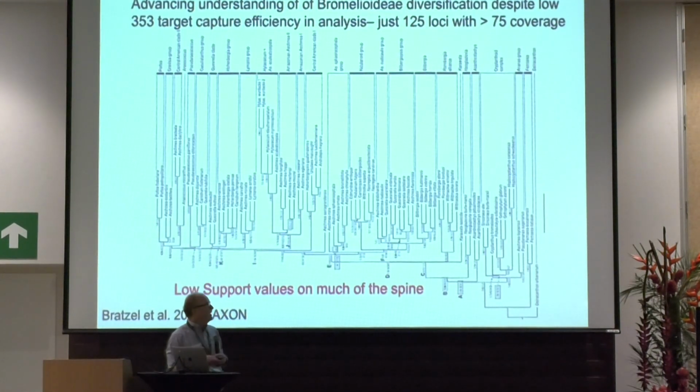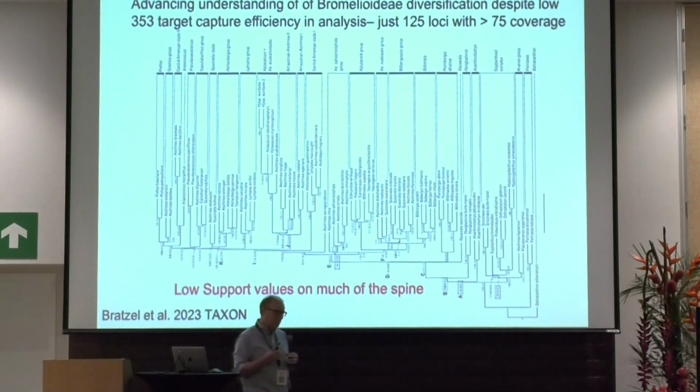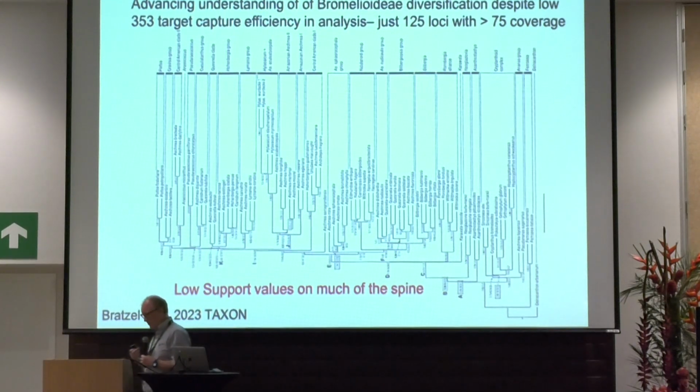So this 353 set, I was part of a project where we used it to reconstruct relationships within the Bromeliaceae, and the 353 kit did not do so great. We had pretty poor capture rate. The work was done by the first author in my lab. It might have been something going on in my lab, but for whatever reason, we didn't get such great capture rates with that 353 set.